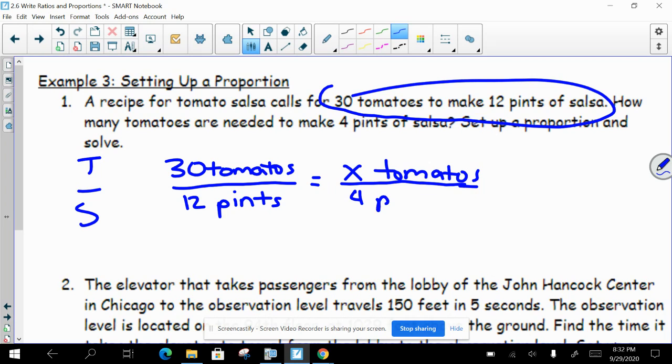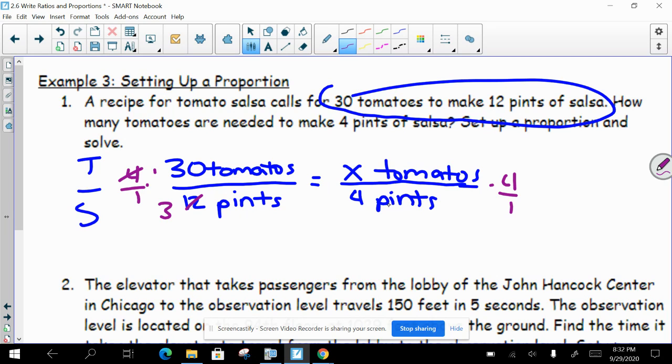Over 4 pints. Okay, so just like in the last examples, we'll take the 4 and multiply it on both sides as 4 over 1. 4 and 12 reduce to 1 and 3. And then now we have 30 divided by 3, which is 10.